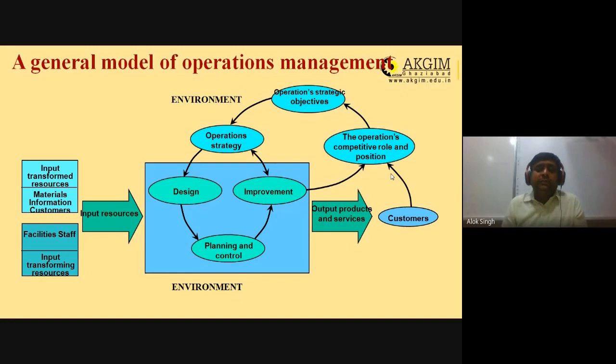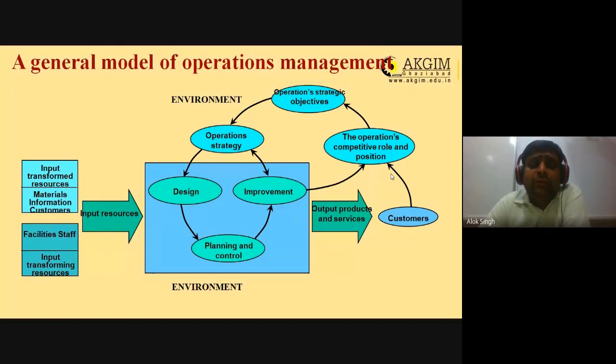Okay, so that is the objective basically, and the objective will be led by the vision and mission of the company. Vision, mission, and operations competitive role and position of the company. That objective will be led by these three parameters.